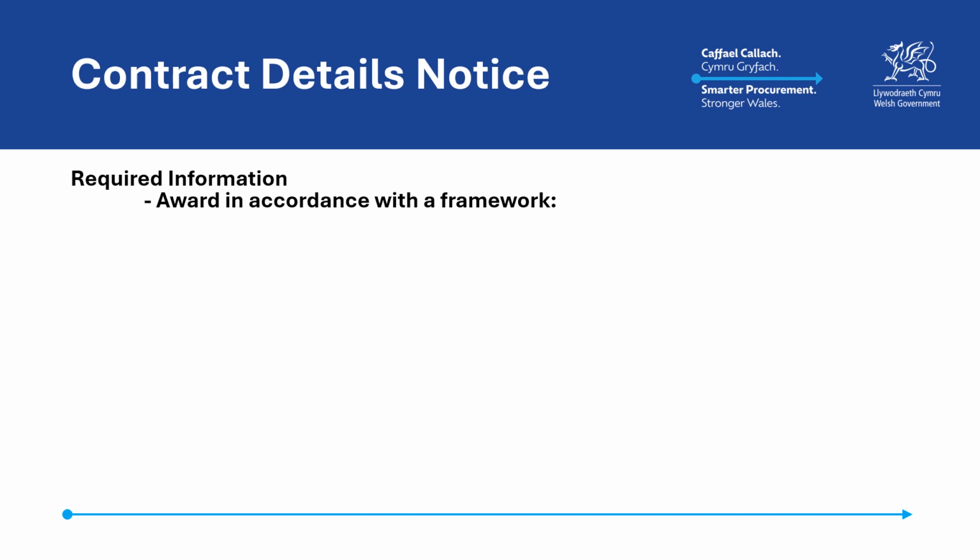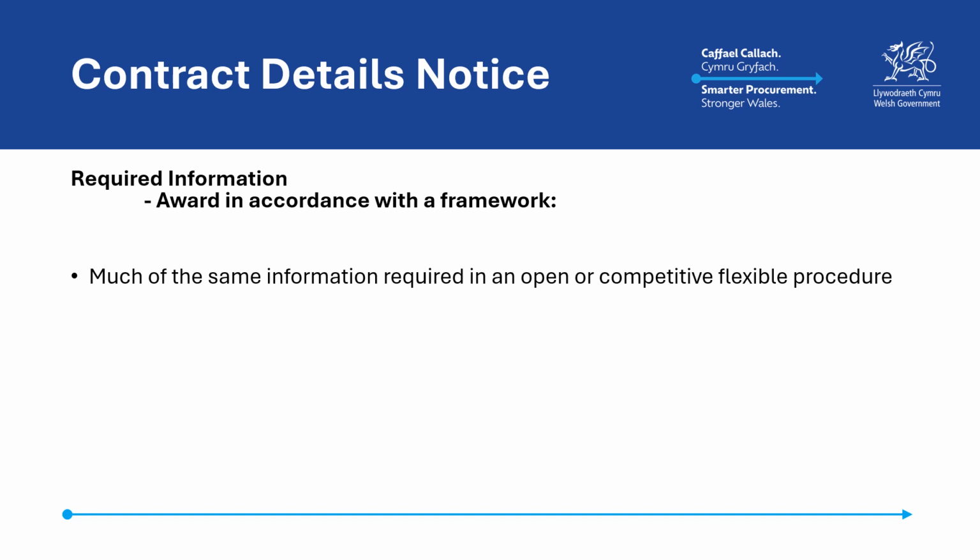The following information must be included in a contract details notice published under Section 53 of the Act, where the public contract was awarded in accordance with the framework. As with the slides on the open or competitive flexible procedures, much of the same information is required, with the exception of some information which wouldn't apply in the case of awards under a framework, such as information relating to a dynamic market and information regarding obligations under the GPA or Comprehensive and Progressive Agreement for Trans-Pacific Partnership.